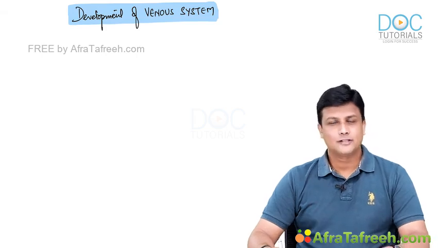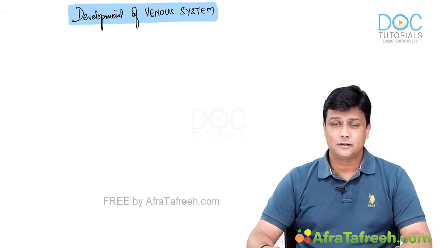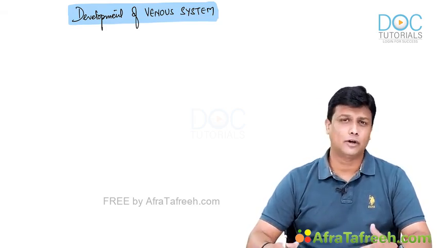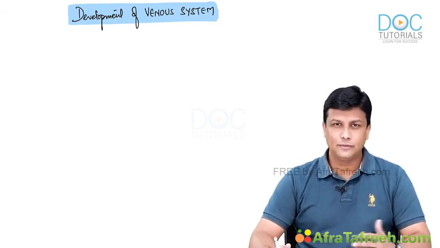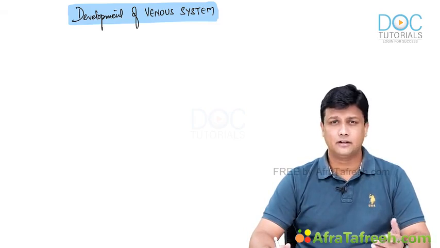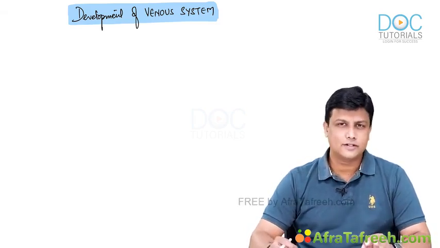Welcome back, my dear doctors, and now we are moving towards the next topic in CVS embryology, and that is development of venous system. And this one is a very huge one and very important one. Why? Because most of the students are actually confused here. It includes development of superior vena cava, inferior vena cava, development of all the portal veins and everything. So we'll do it in a very conceptual manner.